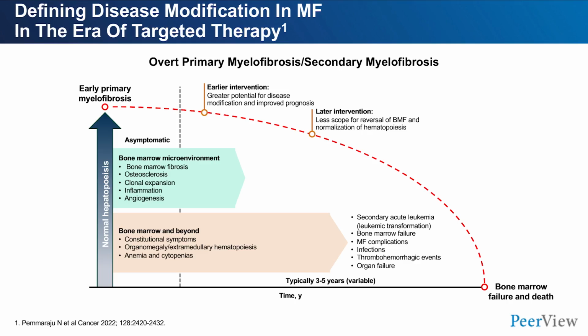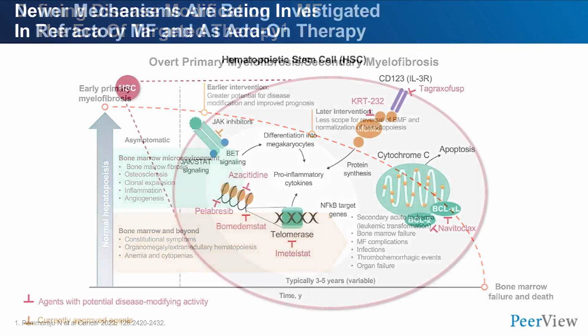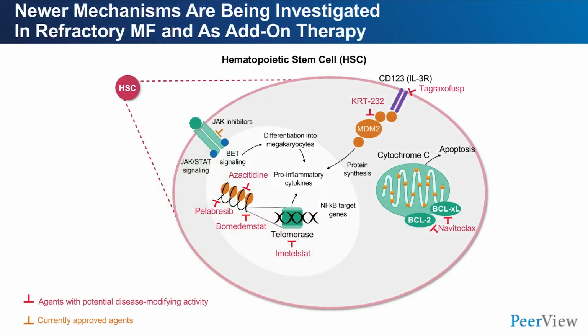There's greater potential for disease modification and improved prognosis. With later intervention, there's less scope for reversal of bone marrow fibrosis. When we first started in the targeted therapy setting, we thought you couldn't reverse bone marrow fibrosis. And now what we're finding is we can, again, provided we intervene early, and we can normalize hematopoiesis, or blood development. So there are newer mechanisms that we're considering now in the context of clinical trials.